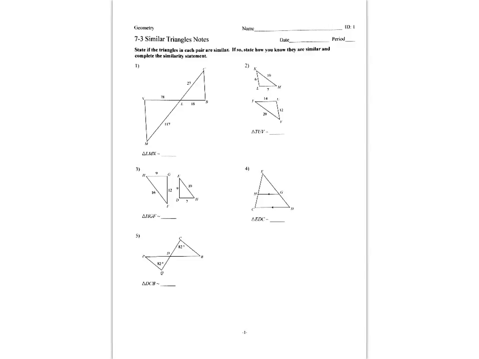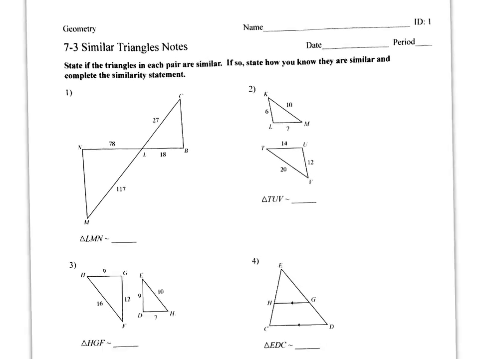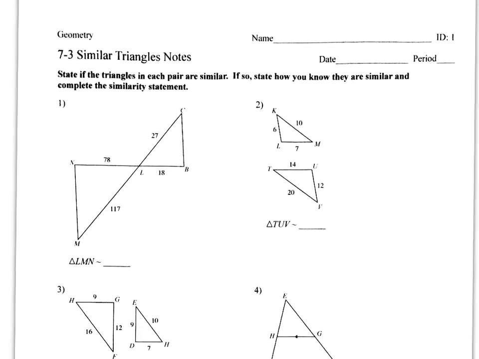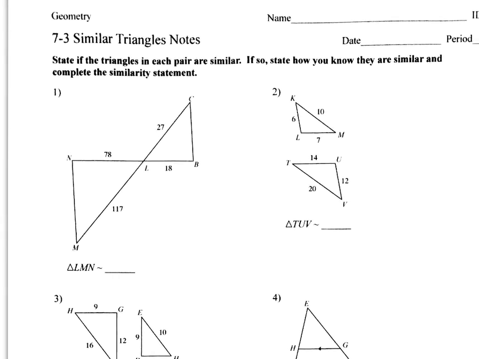Okay, lesson 7.3, similar triangle notes. So we've already looked at similar in the previous lesson. We talked about similar is when corresponding angles are congruent and corresponding sides are proportional or in the same ratio.